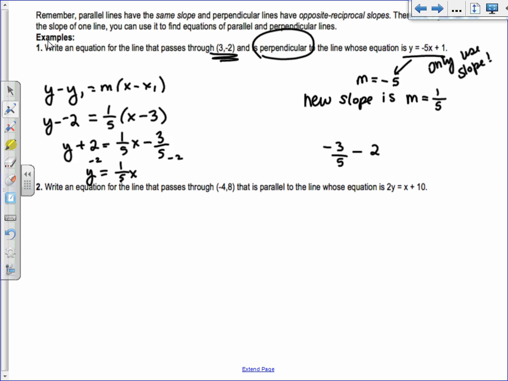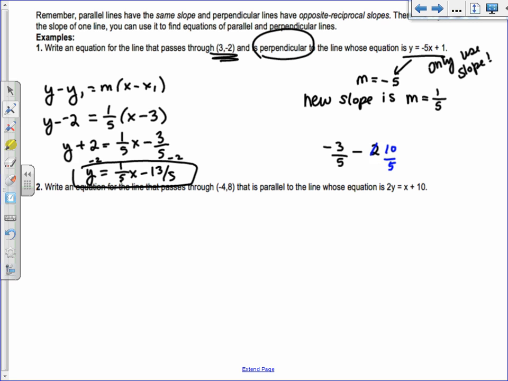Yeah, so we want 5 as our denominator, right? So I want negative 10 over 5. So I'm going to have negative 10 over 5. So I get negative 13 over 5. Does that make sense? And that's your equation. So that is the line that goes through that particular point, and it's also perpendicular to that original line. Okay, you can try the next one.